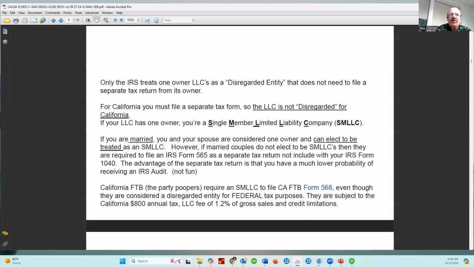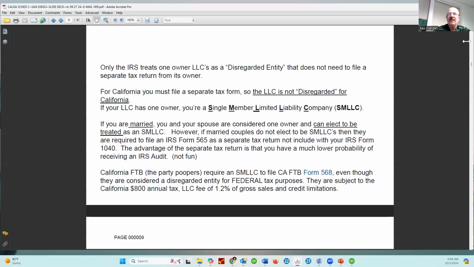The California Franchise Tax Board requires the single member LLC to file a separate FTB Form 568, even though they are considered a disregarded entity for federal tax purposes. They are subject to the $800 annual tax plus an additional LLC fee when the gross sales of the entity exceed $250,000 for any tax year.